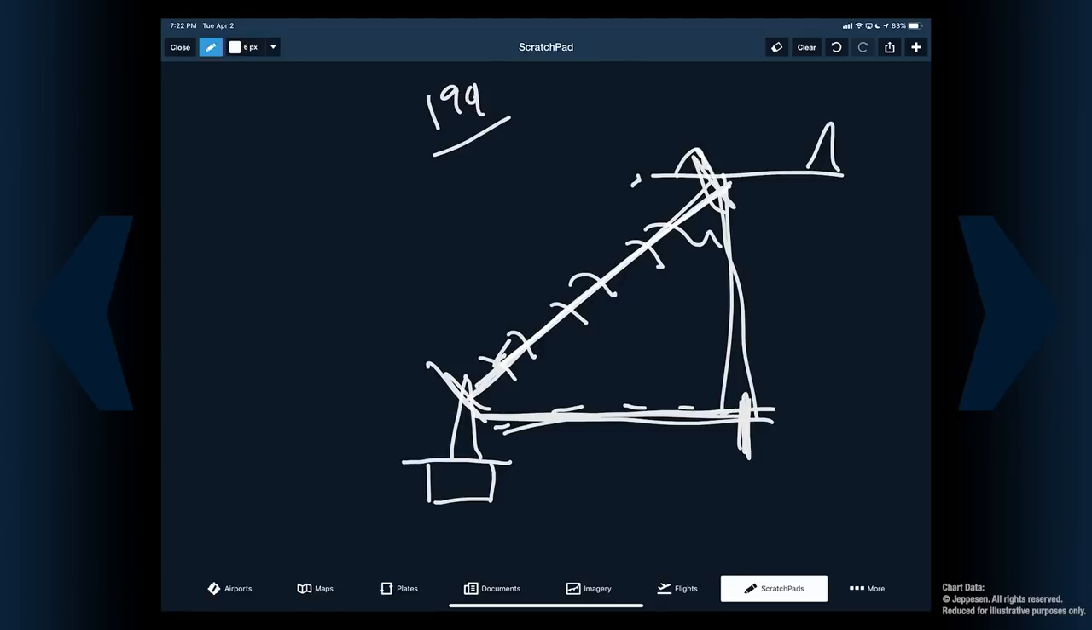And I think on an instrument procedure, with certified distance, the two are entirely interchangeable. You really shouldn't notice much of a difference. So on a certified procedure, whether you're using DME or GPS, if you're using certified distances on there, the two are considered interchangeable. Okay, looks like we had another question.